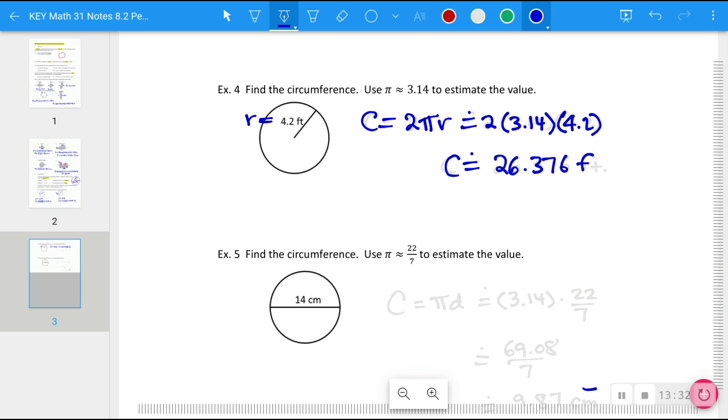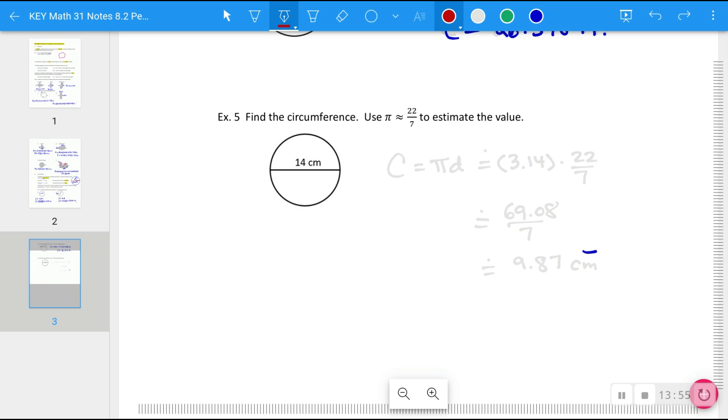26.376. The little dot above the equal sign means I'm rounding or estimating or approximating. And right here is where that happened. Pi is actually not 3.14. It's an irrational number that keeps on going, 3.1415926, and so on.